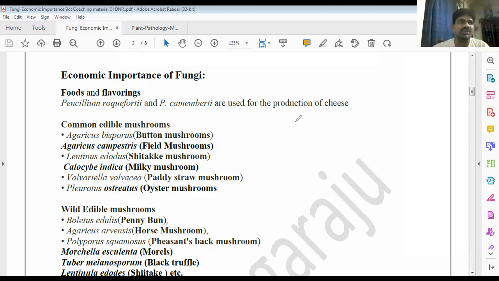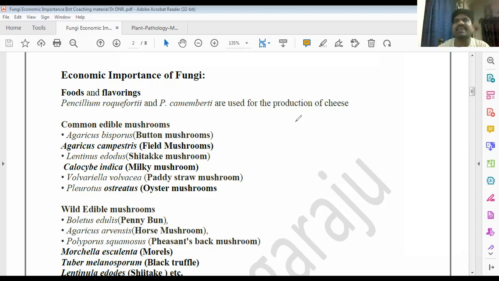You know the oyster, from the oyster of the mollusks, we prepare pearls, natural pearls, or artificial pearls. Like that, Pleurotus, the oyster mushroom.